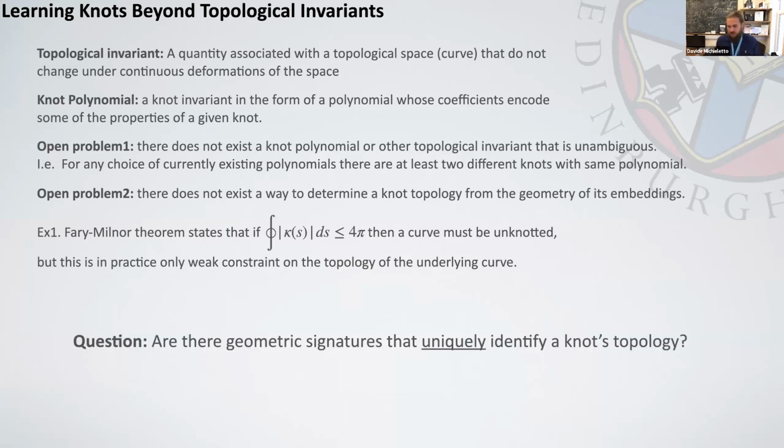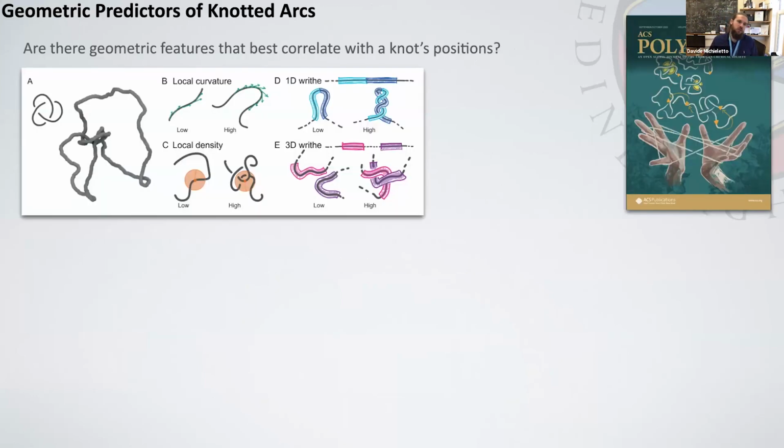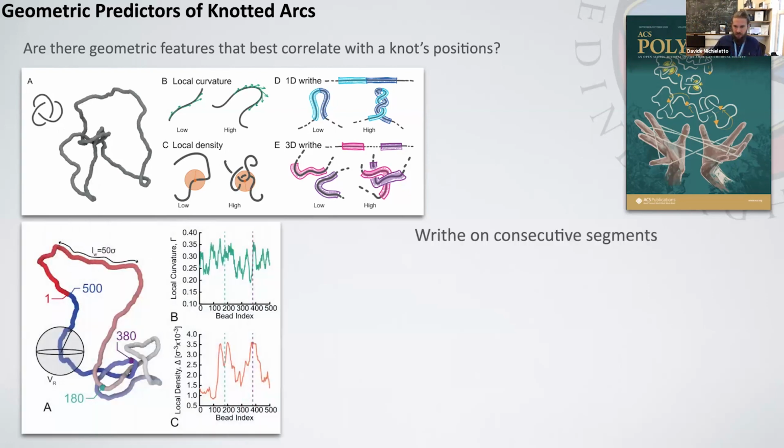So what we started to think is, are there geometric signatures that uniquely identify a knot topology? We started to look at different quantities. We did a lot of simulations of knots. In this case, for instance, is a trefoil, and we have a lot of conformations of this trefoil. We looked at the local curvature of the particular embeddings. We looked at the local density: we slide a sphere along the contour and measure how much density of mass there is along that segment. We looked at the 1D writhe and 3D writhe, which I'll tell you in a second what they are.